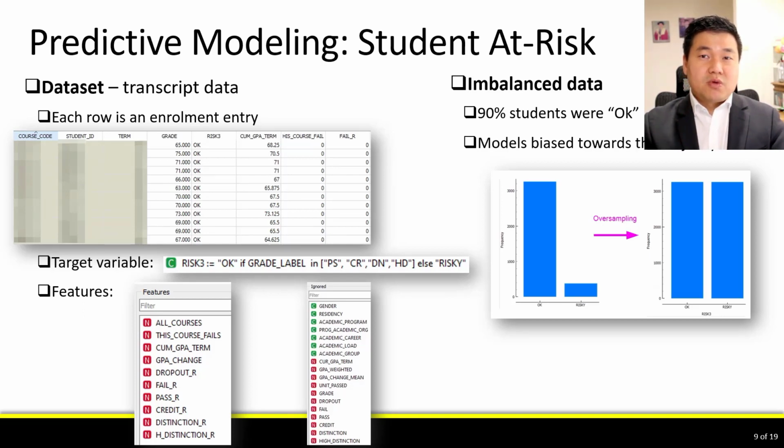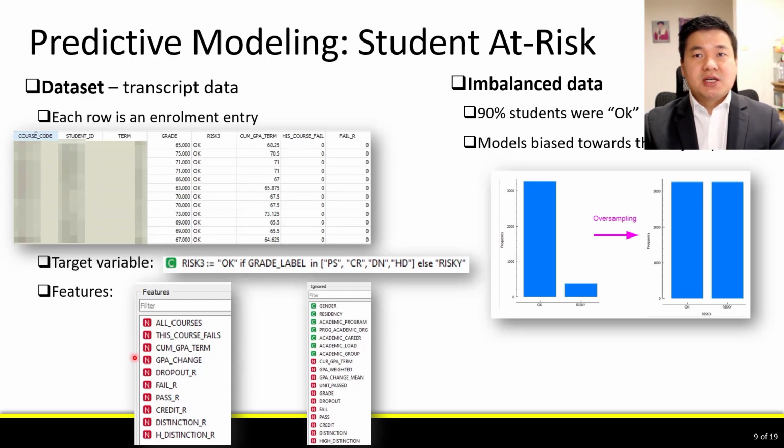The target variable that we want to predict is the risk category. A student belongs to the OK category if he achieved pass, credit, distinction, or high distinction. Otherwise, that will be the risky category. That means if a student failed or dropped out from the course, the label would be risky.